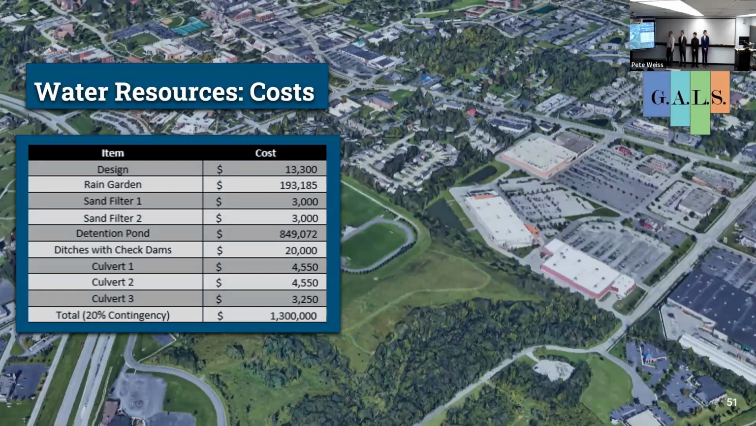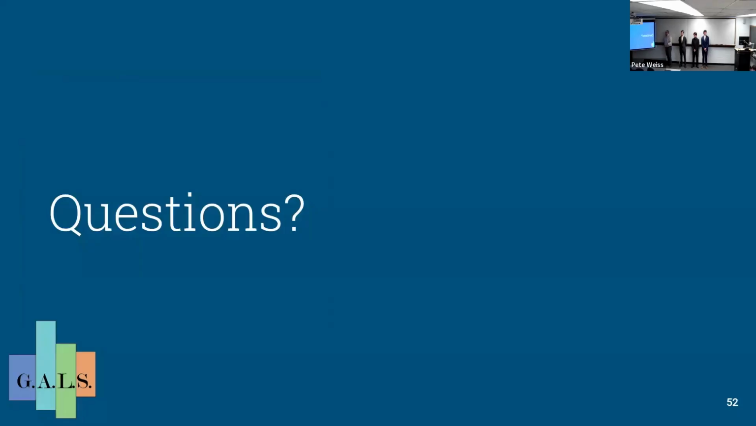Total cost for design and construction with a 20% contingency for the water resources section comes out to $1.3 million. That's the end of our presentation. Does anybody have questions?